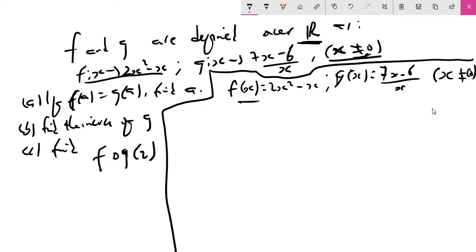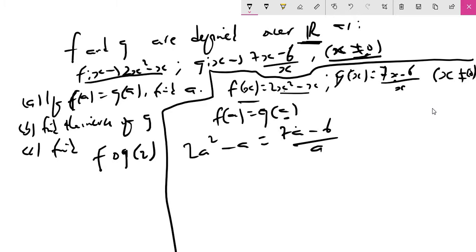Alright. So if f of a is equal to g of a, that means there is a number that, whether you substitute it in f of x or g of x, you get the same exact answer. So let's just go ahead and do that. f of a is 2a squared minus a, substituting a here, equals g of a. So we substitute a here as well: 7a minus 6 divided by a. Alright, so we solve for a.